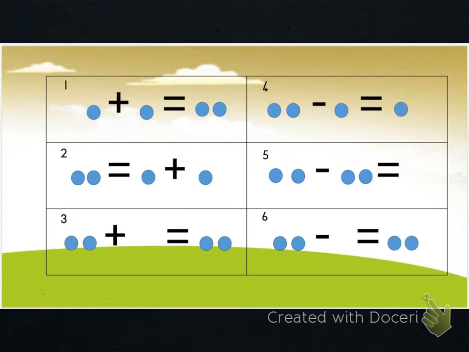Well done. In block number 5, you will see we have 2 dots and we are taking away 2 dots. So if you have 2 and you take away 2, you will have nothing left. So 2 minus 2 is 0. In our last block, block number 6, we have 2 dots and we take away nothing. If you take no dots away, you will still have 2 dots left. So 2 minus 0 is 2.